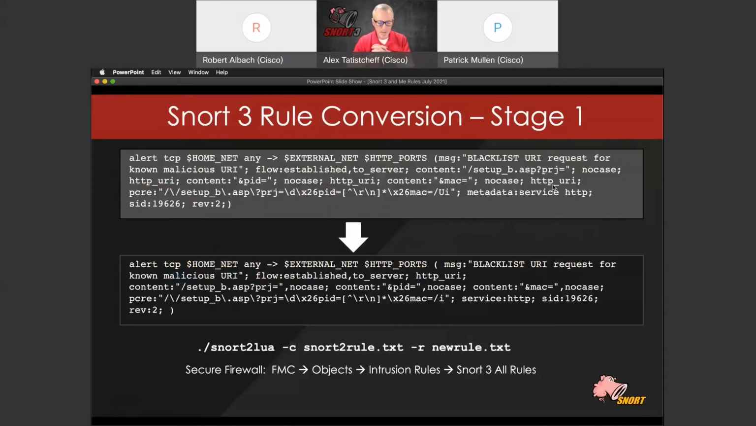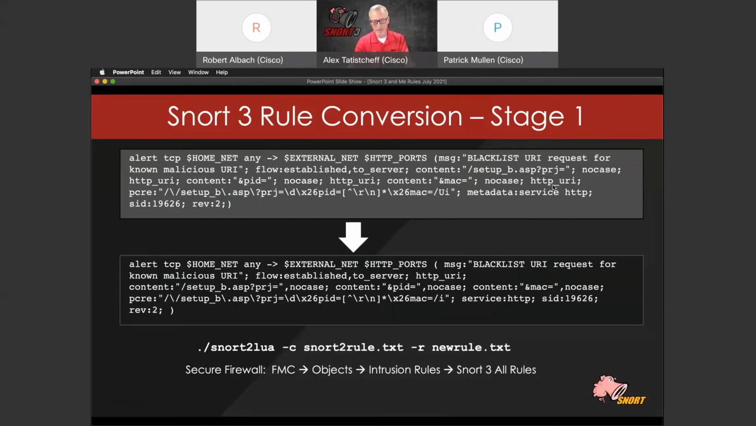Okay, so when we convert this rule, there's a rule at the top in gray. That's the one we just saw. If you run it through the Snort to Lua utility, and I put two ways to do that down at the bottom, the command line is basically snort2lua -c, your input rule file, -r, your output rule file. So you convert your Snort 2 rules to Snort 3, and this one rule would convert to the rule in black below. On the Cisco Secure Firewall, on your FMC or Firewall Management Center, you go to Objects, Intrusion Rules, Snort 3 All Rules, and you can import those rules on that page in version 7, which is the first version that supports Snort 3.